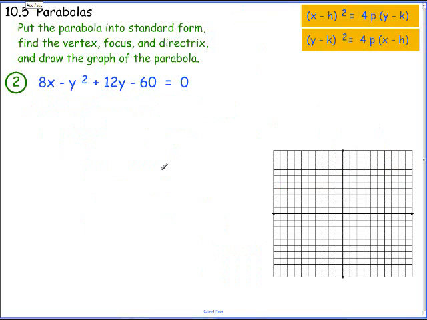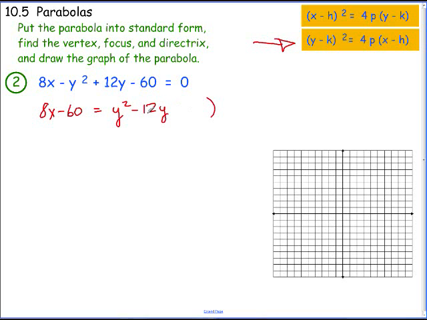Put this one into standard form. In this case, I've got y squared, so I know I'm looking at this form here. How shall I do this? I know I want to have y squared being positive, so why don't I just leave the 8x and the minus 60 on this side. And over here I will add y squared to both sides. That'll give me a positive y squared. I will subtract 12y.